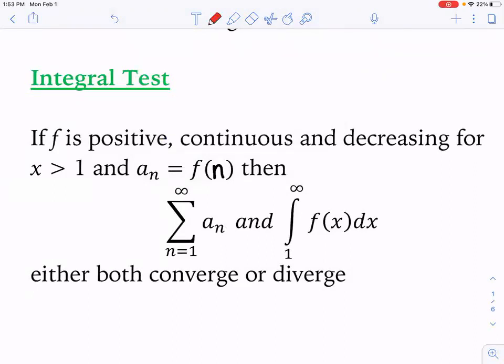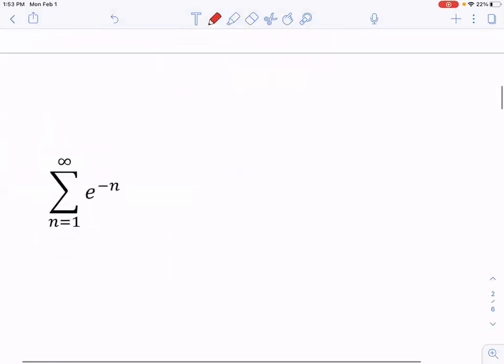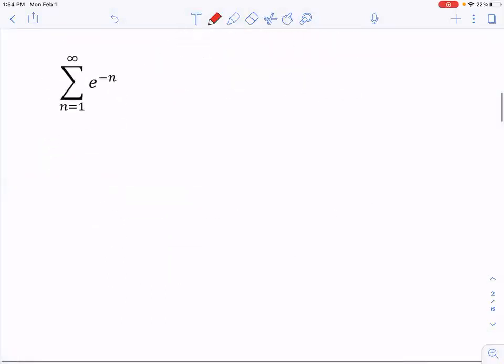Okay? Here's the thing, though. With these 2 tests, geometric and telescoping, we could figure out what we were converging to. That is not the case here. We just know whether it converges or diverges. We do not know the value it converges to. Only geometric and telescoping gave us those. So we're really just determining whether we have a series that converges or diverges. So we're going to start off light. There's our first series.